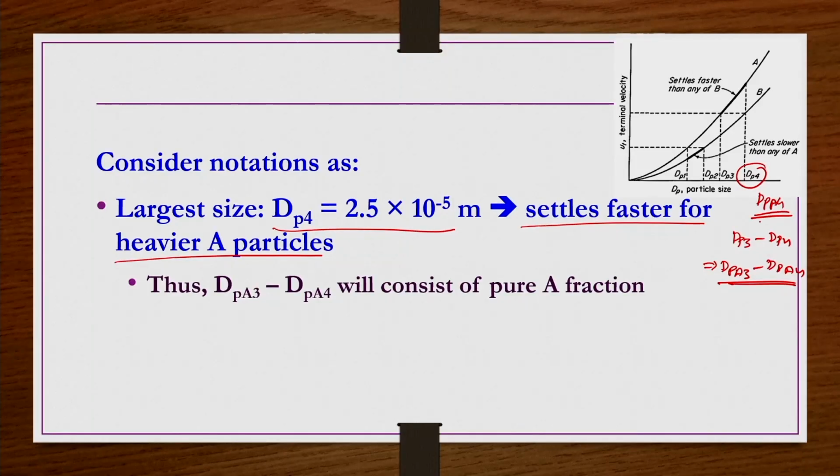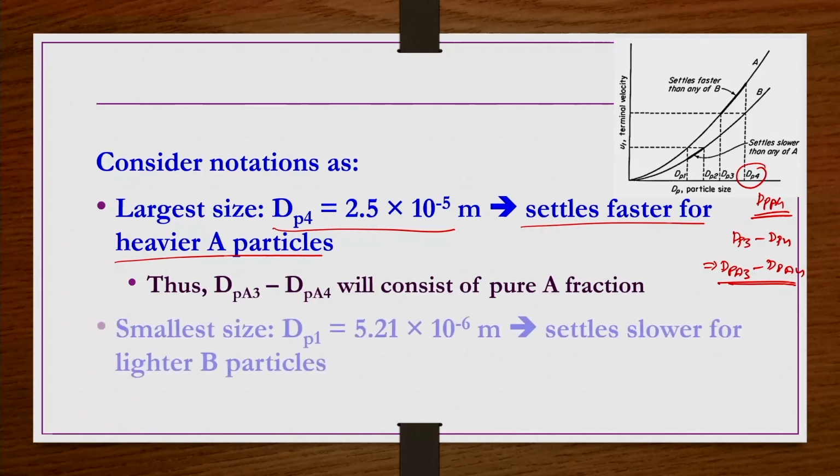Out of those heavier particles, dp4 is the largest size, so it should be designated as dpa4 because that is going to have the largest velocity. The next one is going to be dpa3. So this ratio we have to find out. dpa4 is already known; this is 2.5 × 10^-4 meters. Similarly, for the smallest size lighter one, whatever the dp1 is, that settles slower for B type.